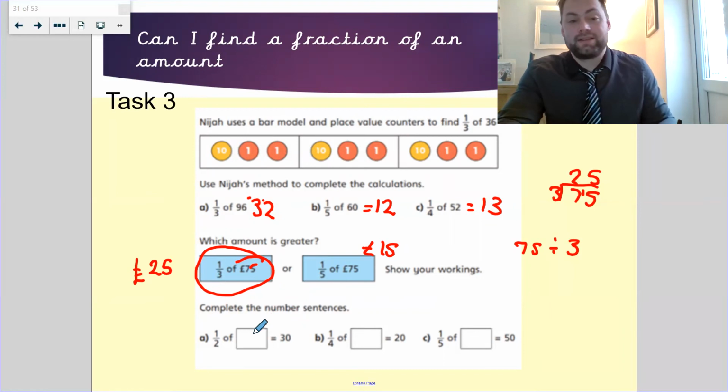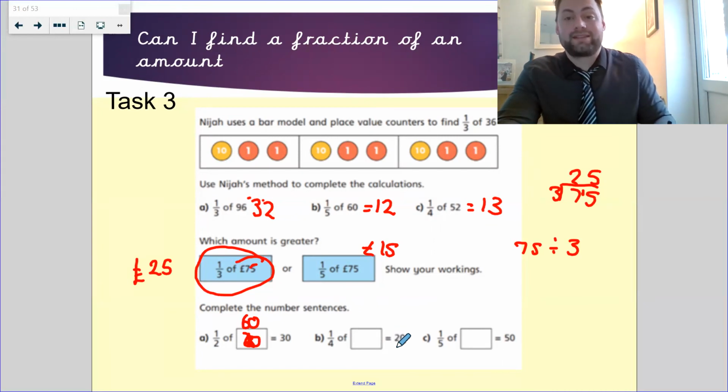And then the last question, complete the number sentences below. Half of something is equal to 30. So the way to do this is to work in the inverse. This is our 30. We've had to divide this number by 2 to get to 30. So let's do the inverse. What's 30 times 2? It's 60. Ooh, that's not very clear. Let's write that above.